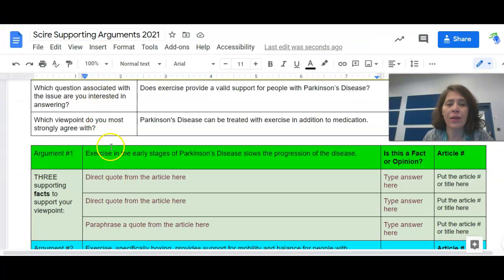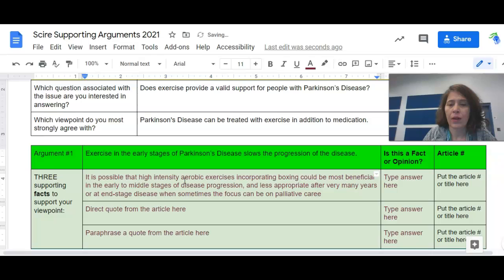I go back here. I'm going to put the direct quote here. So now I have the quote. Is this fact or opinion? This is a fact. And the reason this is a fact is because this was taken from a scientific article. And this is what they're proving in their article.